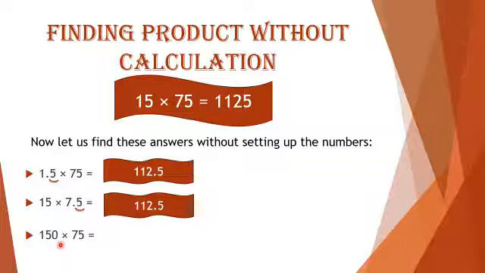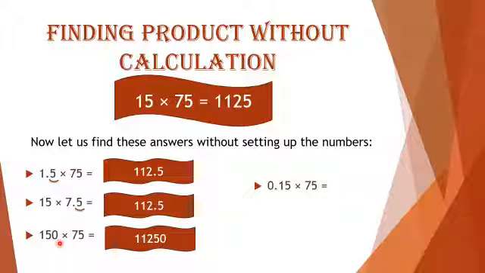150 times 75. The 15 becomes 150, which means we have multiplied by 10. And you know that when we multiply by 10, we only add 0 to the answer, and the answer will be 11,250. 0.15 times 75. Look at 0.15. We have 2 digits after the decimal point, so count 2 digits from the right and place the decimal point. The answer will be 11.25.